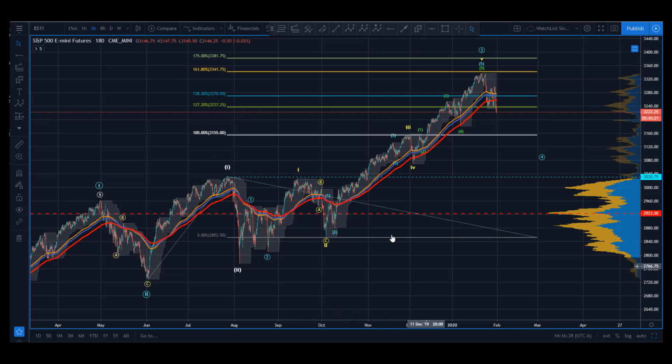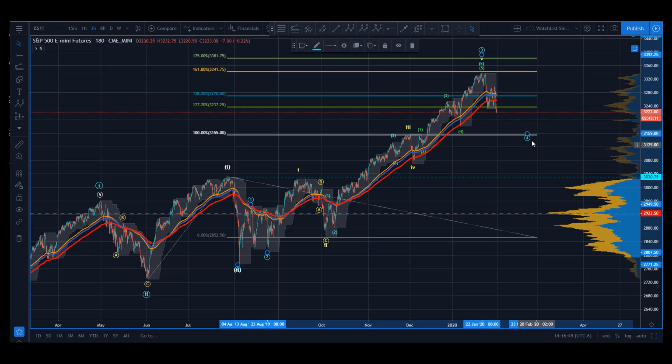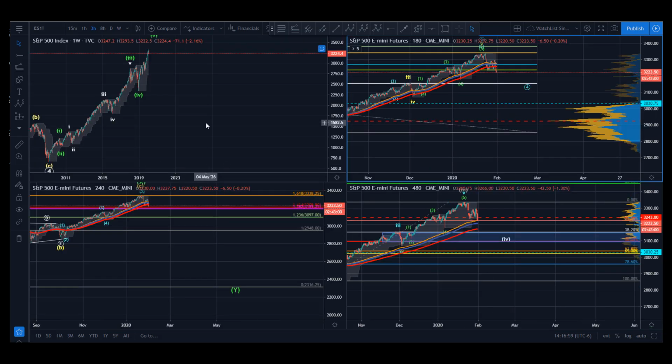Now, let's consider the alternate, because there is no conviction here in a count, other than whatever we're doing. This is per my two primary counts. This is corrective rather than a move that's going to go back down and challenge some of these lower pivots. That would be my proposition to you.